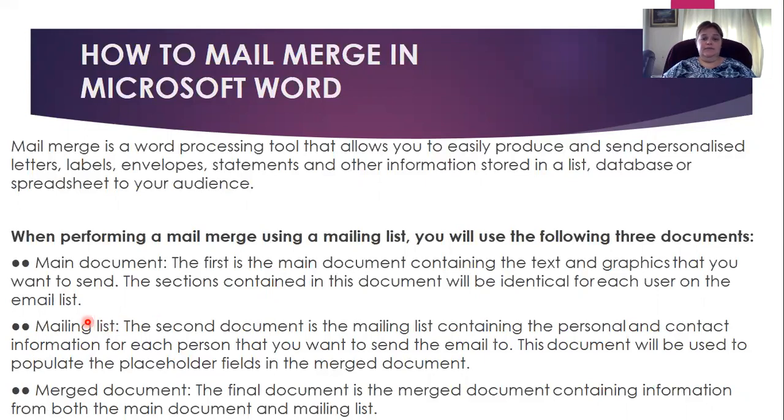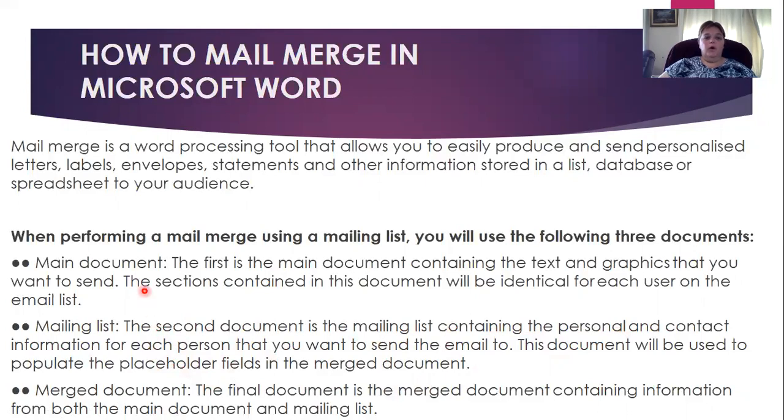Now I can create a mailing list in Word, in Excel, even in Access. Okay, so you need to, for the exams, be able to put together a list or a database using all 3 software. The second document is the mailing list containing the personal and contact information of each person that you want to send the email to. This document will be used to populate the placeholder fields, okay, that's an important word, in the merged document.